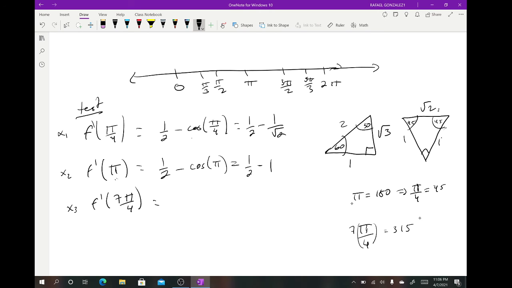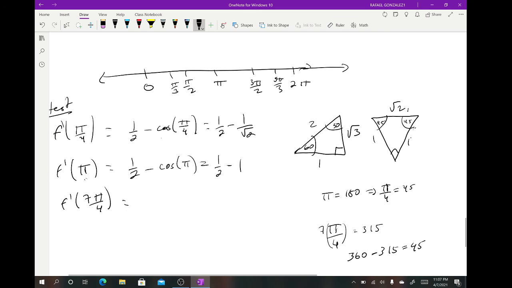And now if you were to look at this, you could do 360 minus 315. So this is 360 because it's a whole unit circle minus 315, and that will give you 45. All right, and from the previous one we know what the cosine of 45 is. So what we have is really 1/2 minus cosine of 7 pi over 4. That's equal to 1/2 minus 1 over radical 2.